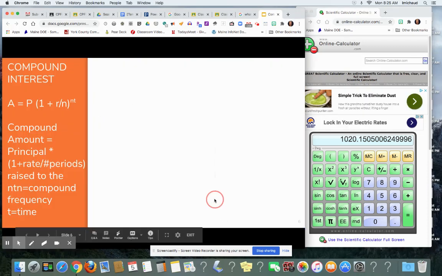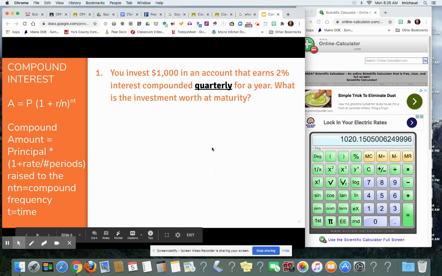So let's go on to the next slide. Open up your sheet and let's do this problem. I believe this is the same as the one before.